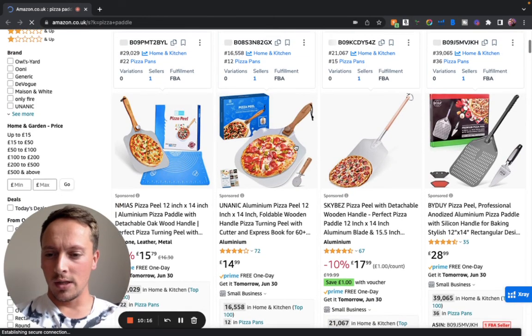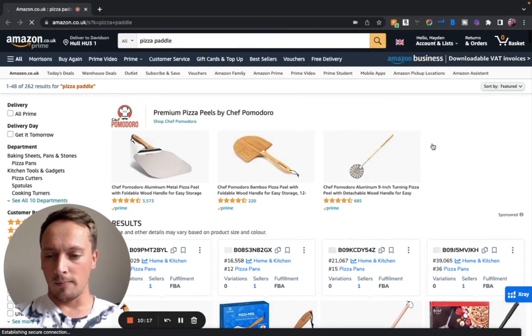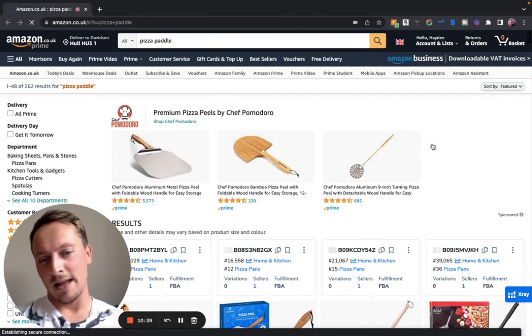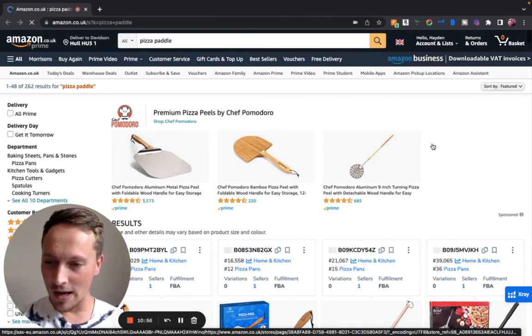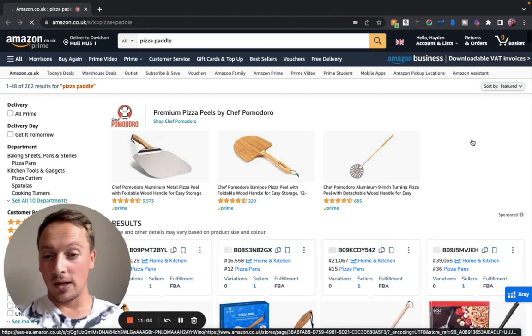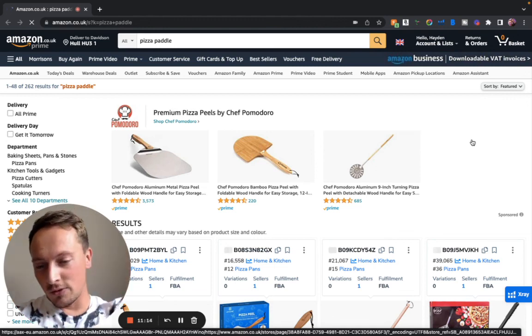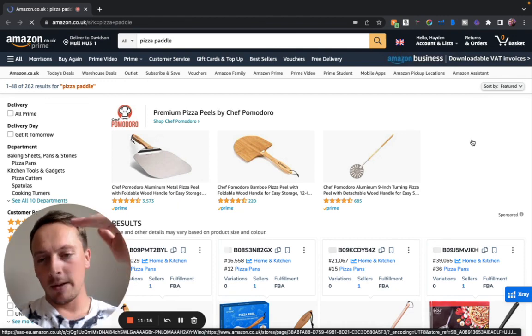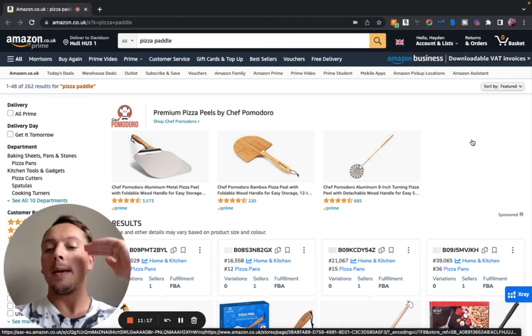If they were looking for it on Amazon, I didn't know it was called a pizza paddle, but now I can see why it clearly is called a pizza paddle. I'll be looking for pizza scooper, pizza utensils, something like that. So you'll probably find that you'll be able to rank for this product in many other keywords as well, guys.